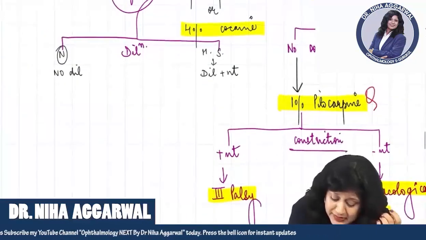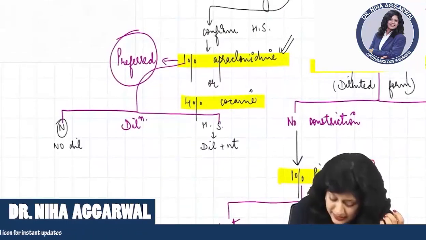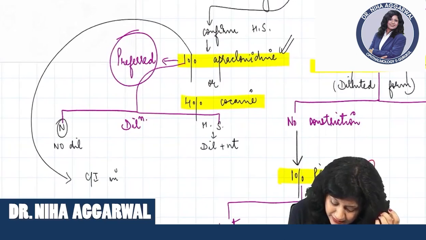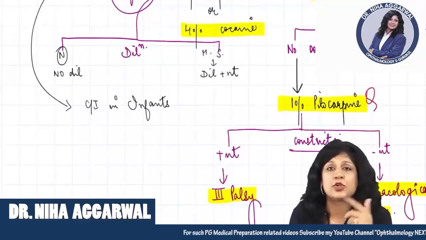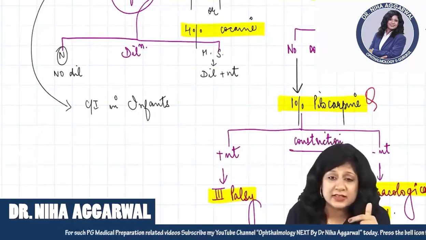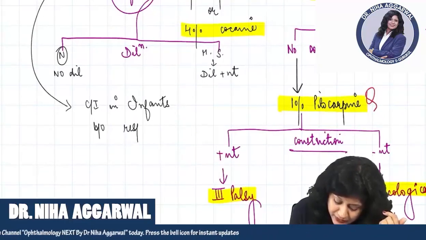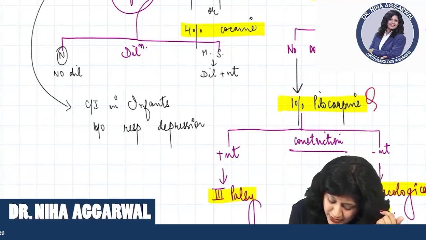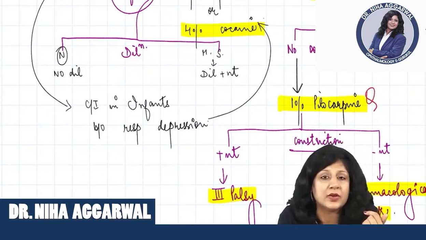But the problem is that this 1% apraclonidine is contraindicated in infants. You cannot use this drug in infants. If you remember, this happens with brimonidine also, that is also a CNS depressant. Here this is contraindicated because of the respiratory depression. So if I have an infant and I have to check this, then in that case I will be using 4% cocaine only.